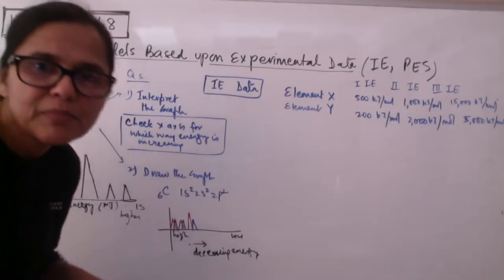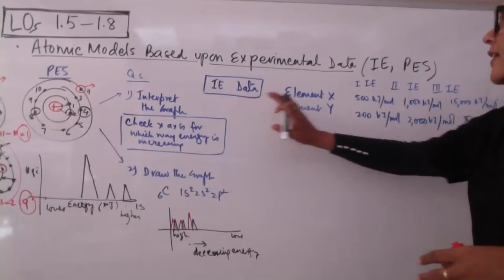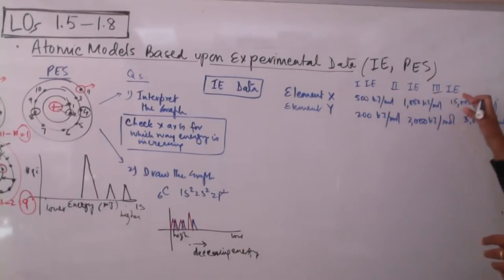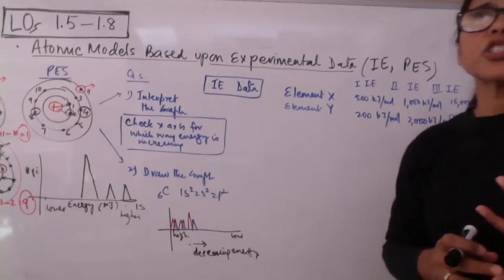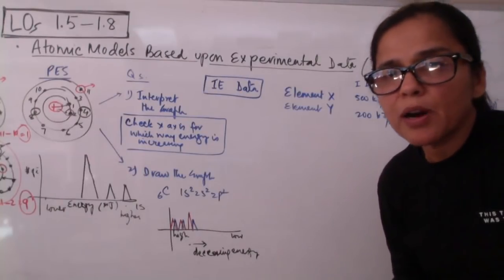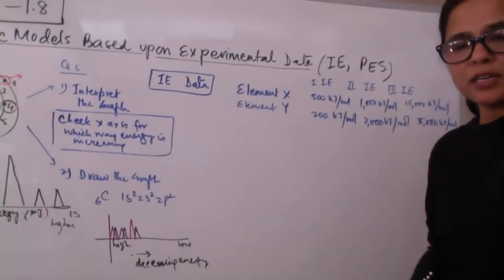Okay. So for ionization energy data, they may give you ionization energies of different elements and ask you different kinds of questions. One type of question could be, how many valence electrons are there based upon ionization energy data?